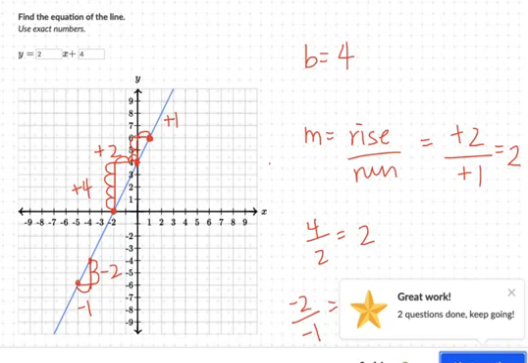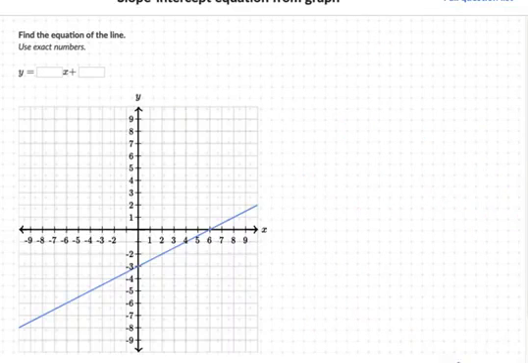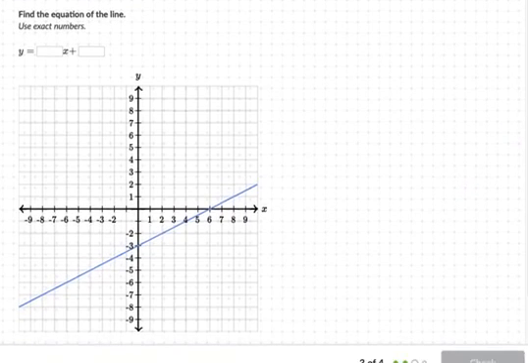So you're just finding slope and y-intercept, plugging it into y equals mx plus b. Let's do another one. Go ahead and pause the video. Try this problem on your own first.